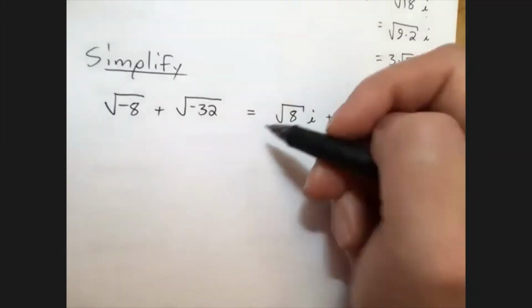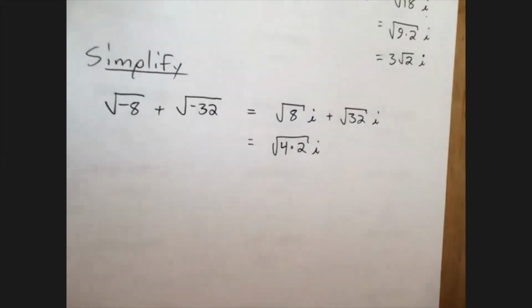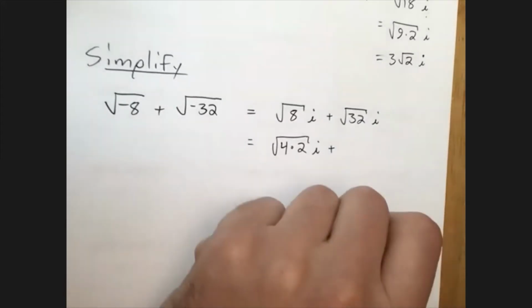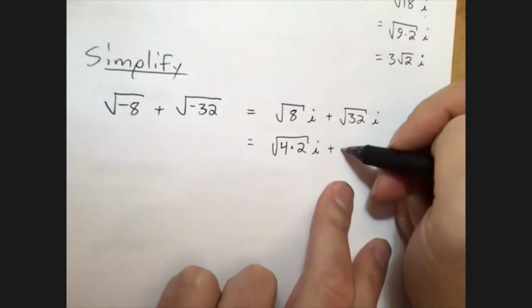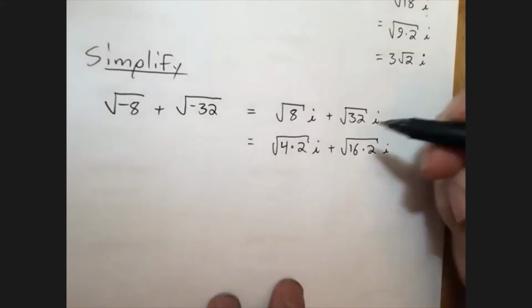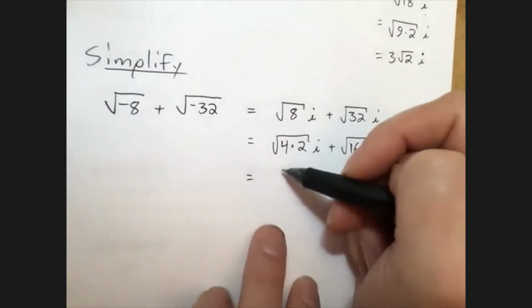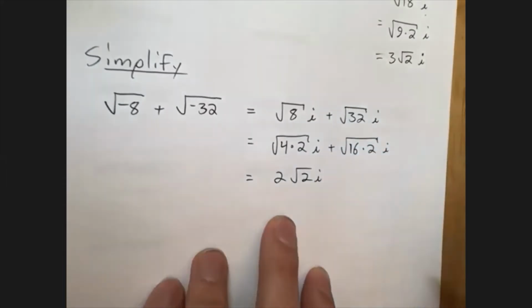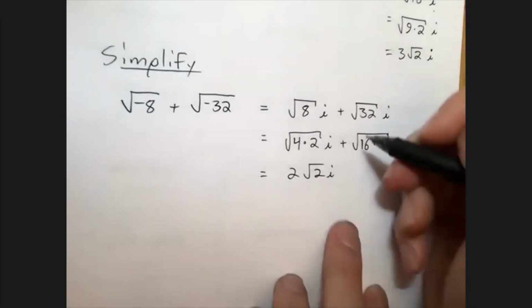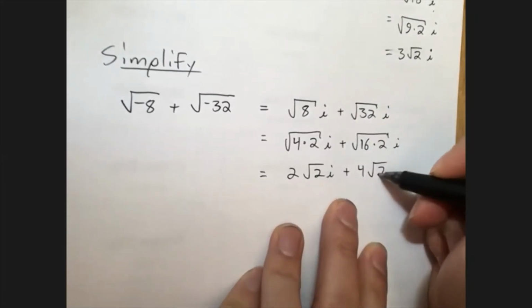Root 8 is root 4 times 2. And 32 is, what's the perfect square factor of 32? 16. Right. Okay, so the square root of 4 is 2. So this is 2 root 2i. I'm shaking, here, let me move this a little. Okay, that should shake less. Square root of 16 is 4, so this is 4 root 2i.